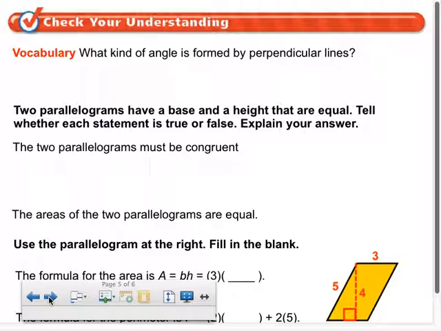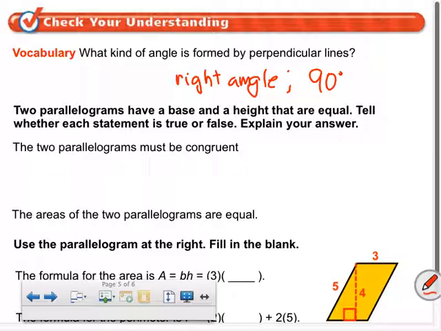Okay, last slide of the day. What kind of angle is formed by perpendicular lines? I didn't say what the measure is. I said what type of angles. Right angle. A right angle. And right angles are always 90 degrees, right?